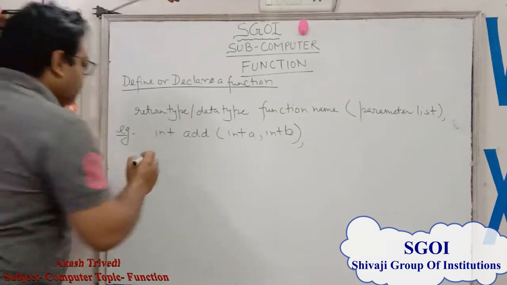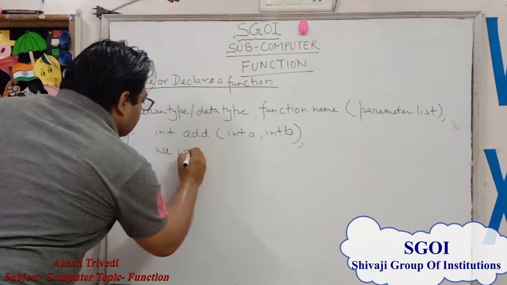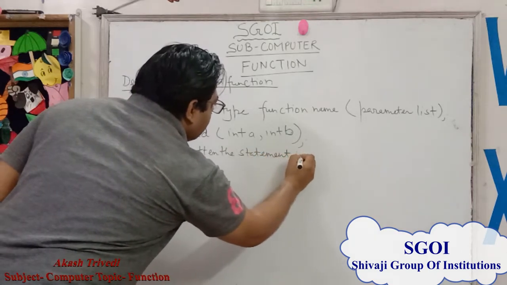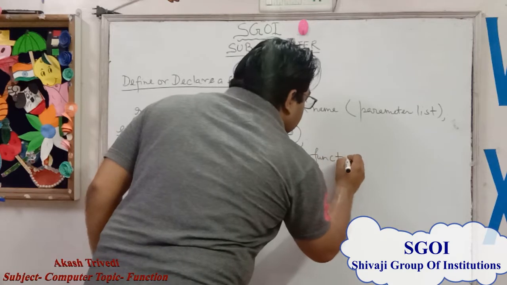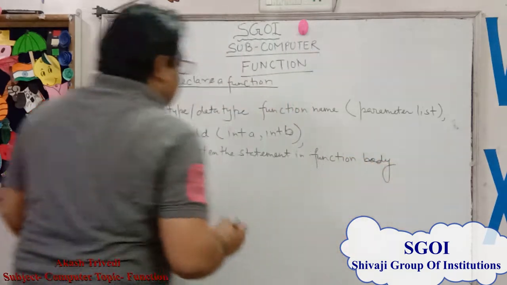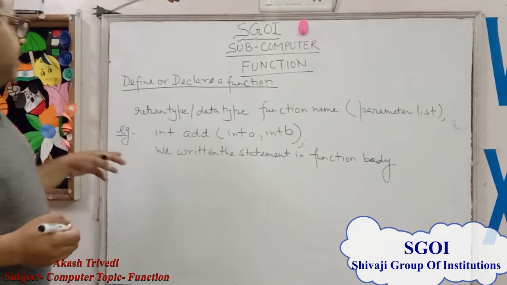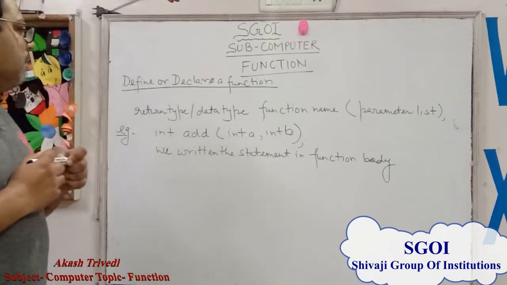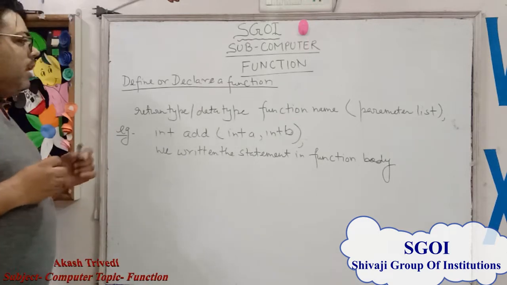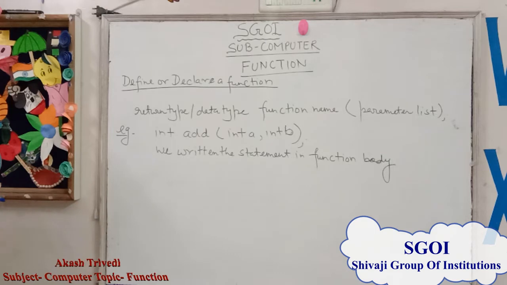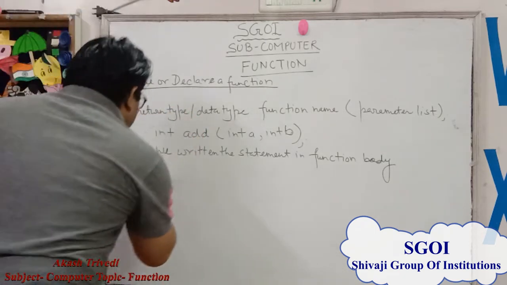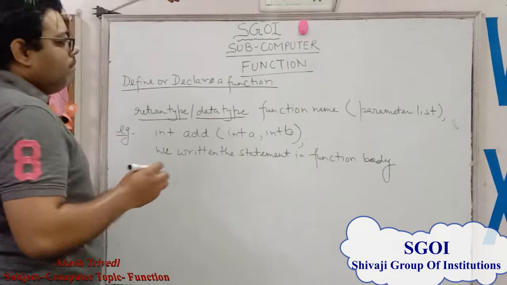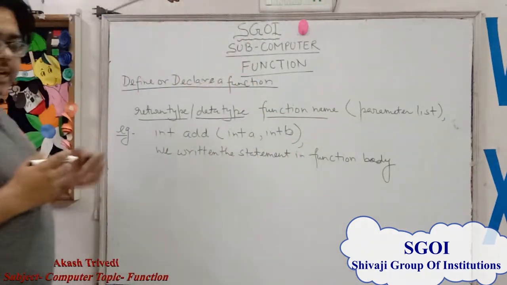After that, we write the statements in the function body. If we want to return a value, then we open the function, write the return statement, and then print the output in the main function. Function declaration tells the compiler about the return type or data type, the function name and the parameter list.